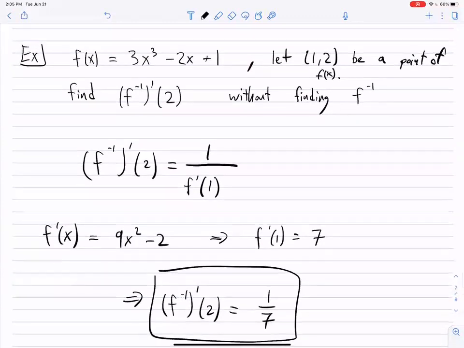And so that's actually very useful because sometimes calculating inverse functions, for instance, for this function, would be very difficult, but we can calculate its derivative very easily by leveraging the fact that the regular derivative of this function is not hard.